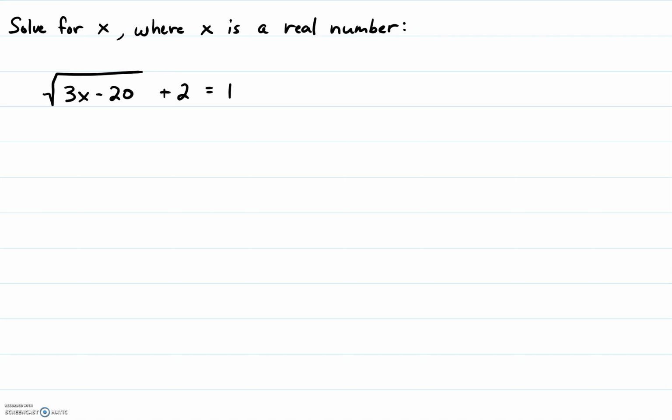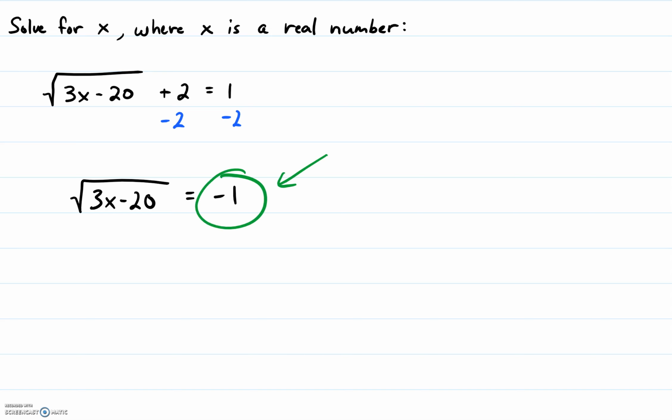So let's go ahead and isolate our radical term for this problem. We're going to subtract 2 from both sides. And that's going to isolate the square root on the left-hand side, the square root of 3x minus 20. And then on the right-hand side, we'll have 1 minus 2, which gives us negative 1. So right there, we can stop because negative 1, of course, is a negative number. And if that happens, then you can go ahead and say your answer is no solution.